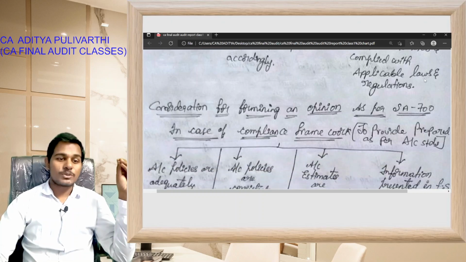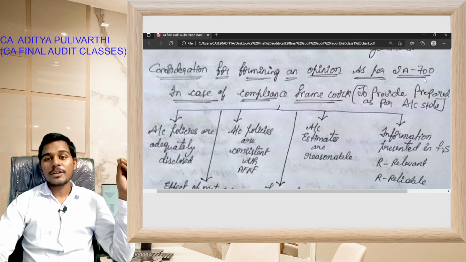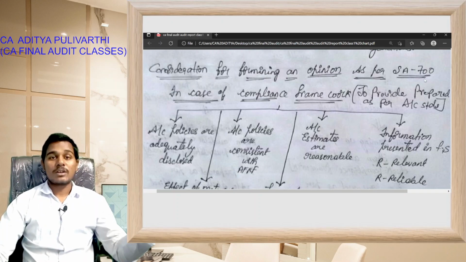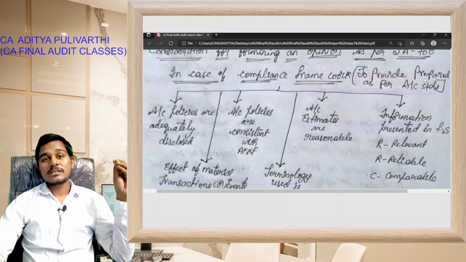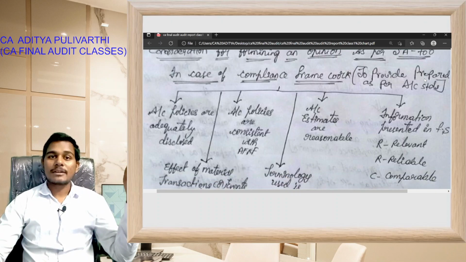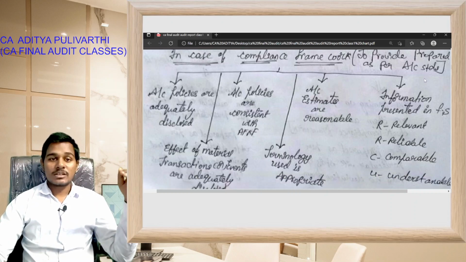Now coming to considerations for forming an opinion as per SA 700. In the case of the compliance framework, for forming an opinion on whether the financial statements are prepared as per accounting standards, we can see these 6 points.